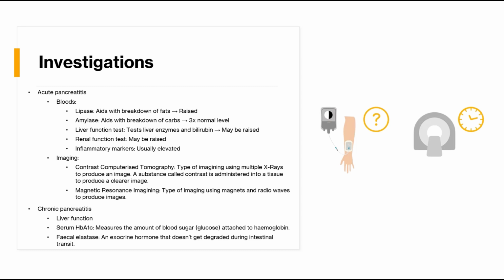Fecal elastase or pancreatic elastase is an exocrine hormone that doesn't get degraded during intestinal transit, unlike the other pancreatic hormones, and it's passed in the stool, so its stool concentration can help reflect the exocrine functioning of the pancreas. For people with chronic pancreatitis, it may be lower than normal.